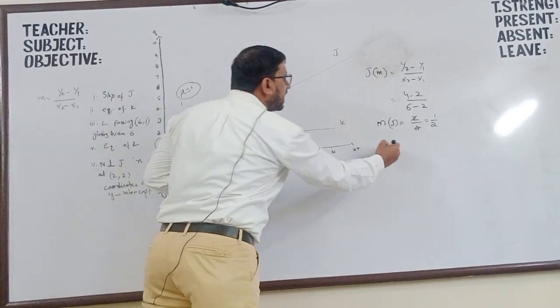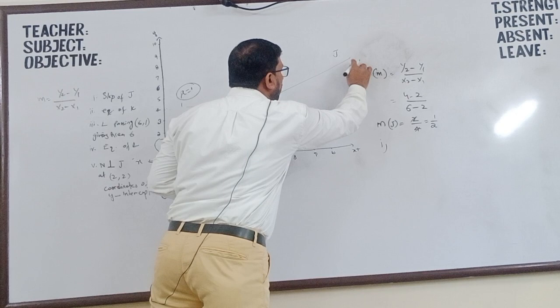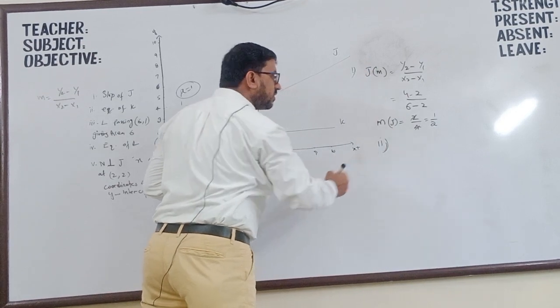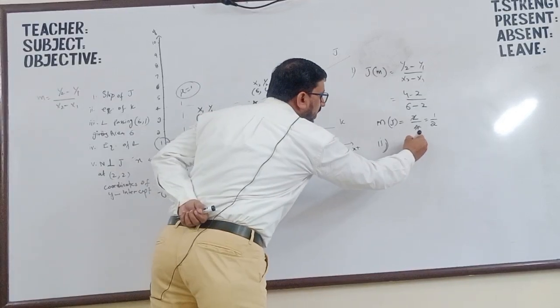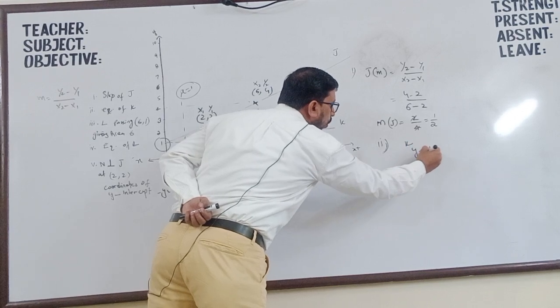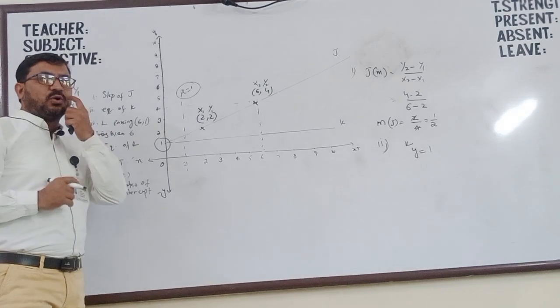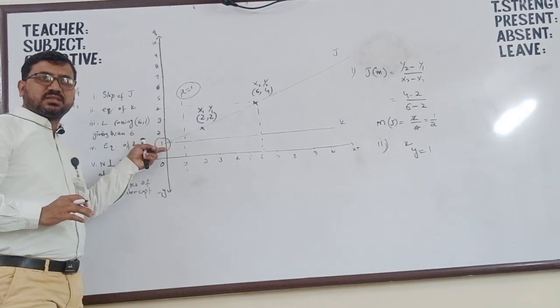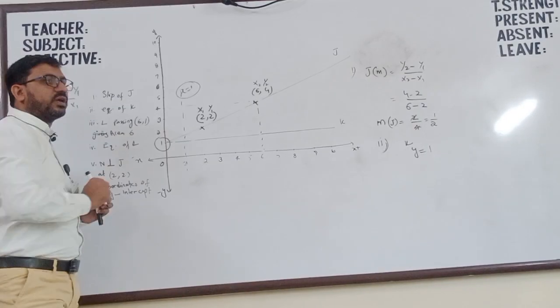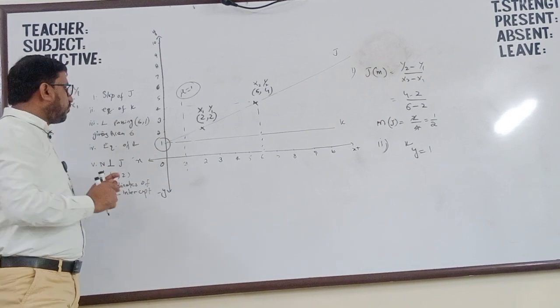So the second point, equation of line K: we have line K, its equation is y equals 1. Why is it y equals 1? Because line K is intersecting only the y-axis at this point. This was the second point of your question. Now moving to the next, third point.